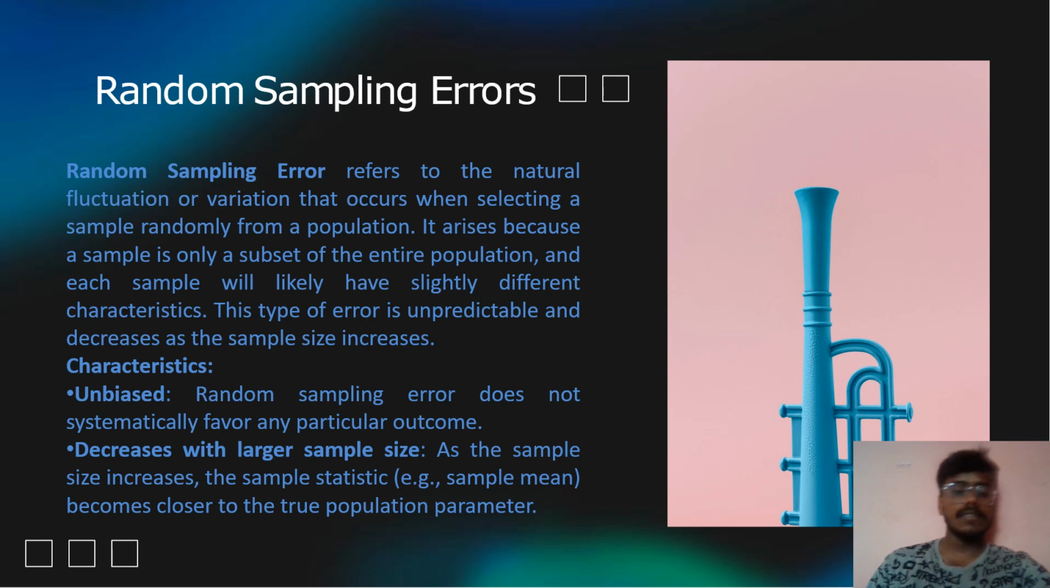Then what are the characteristics of random sampling errors? First one, unbiased. Here we can see random sampling error does not systematically favor any particular outcome. Then, it decreases with larger sample size. As the sample size increases, the sample statistic becomes closer to the true population parameter. These are the characteristics of random sampling errors.